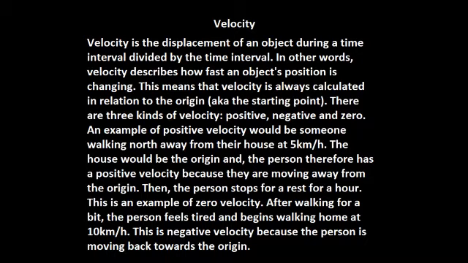An example of positive velocity would be someone walking north away from their house at 5 kilometers per hour. The house would be the origin, and the person therefore has to have positive velocity because they are moving away from the origin. Then the person stops for a rest for an hour. This is an example of zero velocity. After walking for a bit, the person feels tired and begins walking home at 10 kilometers per hour. This is negative velocity because the person is moving backwards towards the origin.